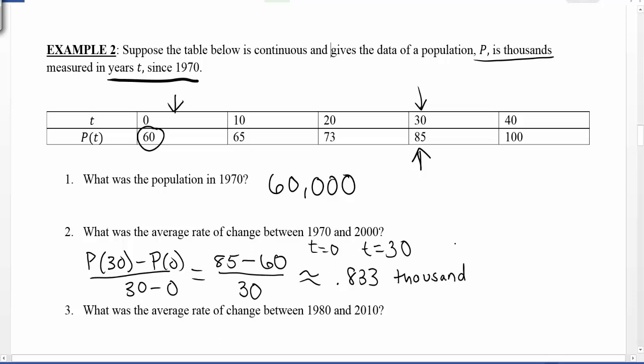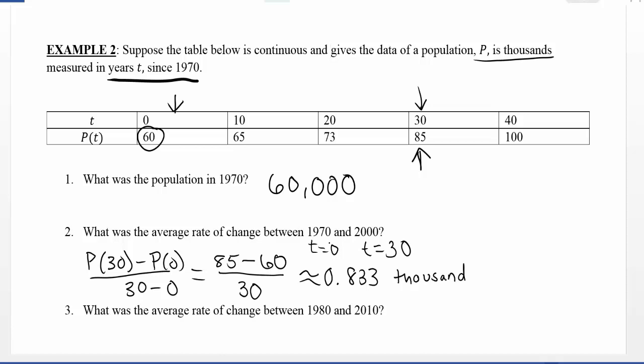Now, why did I say this was an approximation? Because when you crunch this number, you get 0.833 repeating, and therefore, you need to round it off somewhere. So it becomes a slight approximation. So we get 0.833, and we have to remember that population is in thousands. So we have to add the word thousand to remember what our units are in this particular problem. So that means that this population changed by 0.833 thousand per year from 1970 to 2000 on average.